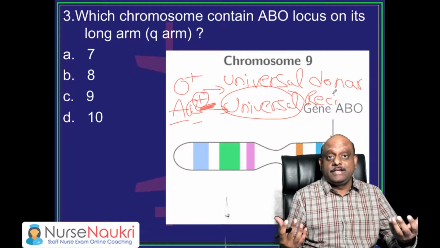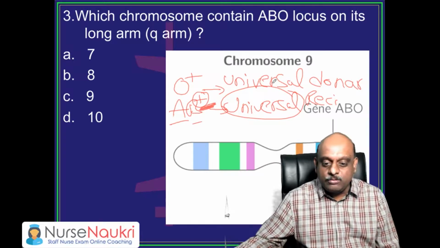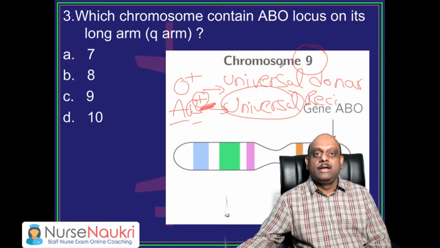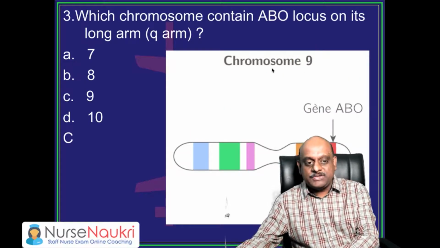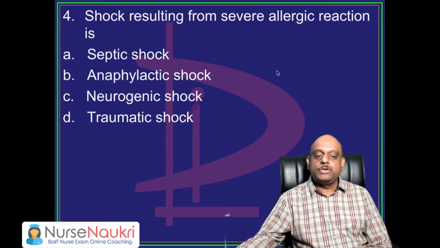Where is this decision made? It is in the chromosome 9, you need to remember. बहुत बार staff nurse recruitment exam में this question has been asked. It is a long arm of the chromosome 9.